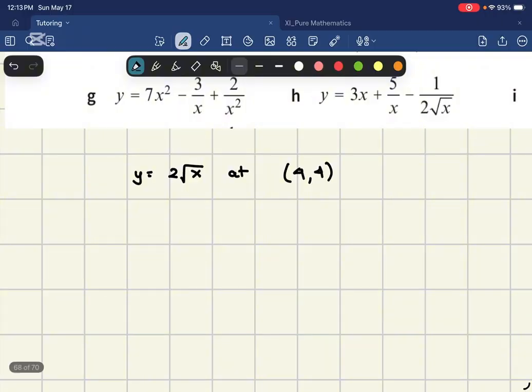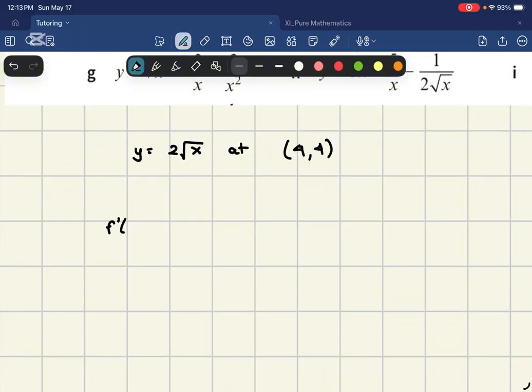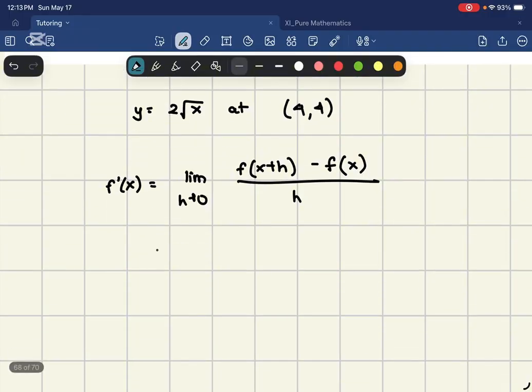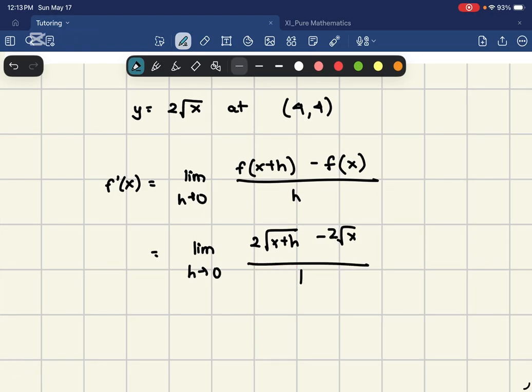So the definition says f dash of x is the limit as h tends to 0, f of x plus h minus f of x divided by h. So you have limit as h tends to 0 of square root of x plus h minus square root of x, minus 2 times square root of x, divided by h.